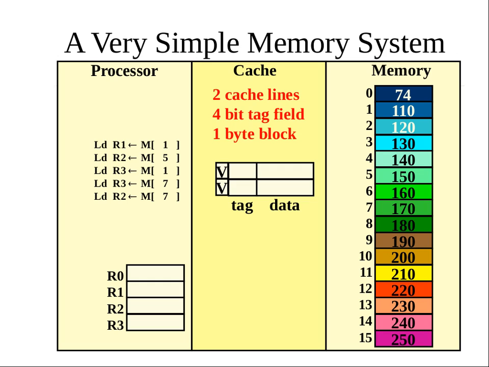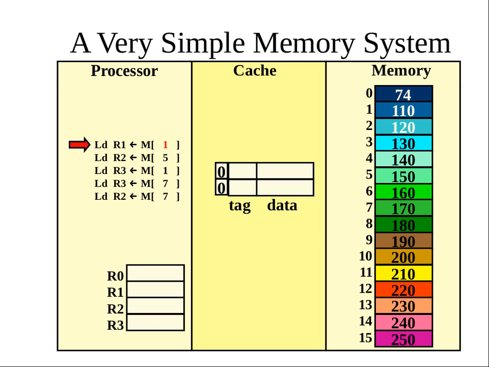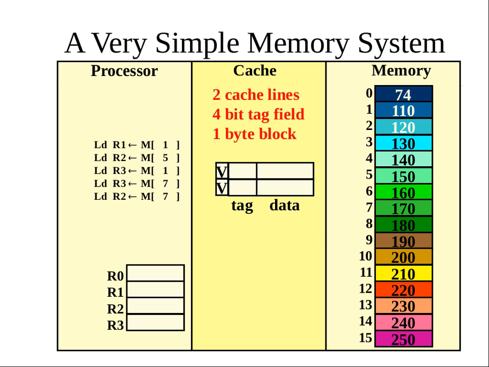So let's do an example. Very simple memory system. Over here in the processor, you have a bunch of loads coming out. Just to keep our lives easy, our memory has only 16 data values. Our cache can hold 2 of them. There's a tag and a data. And we have 4 registers. So first off, we're going to load from memory 1. Let me look at the cache lines.